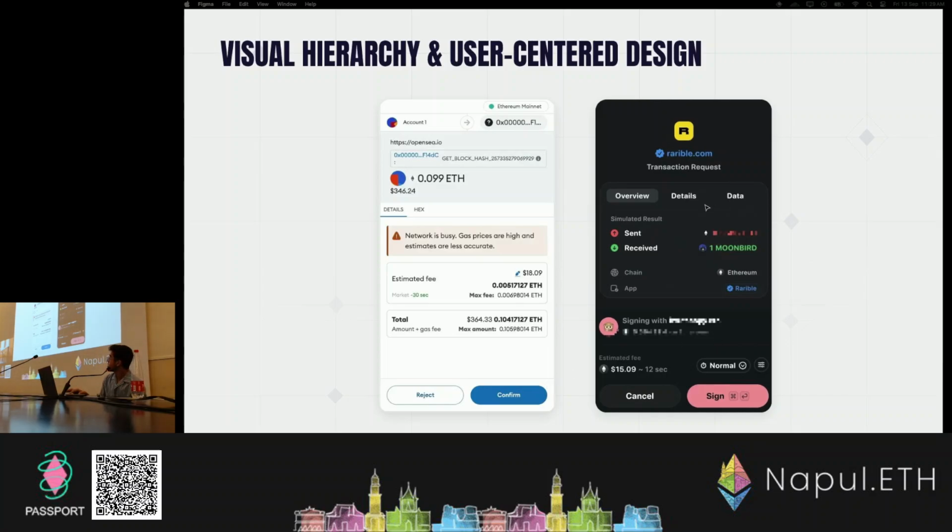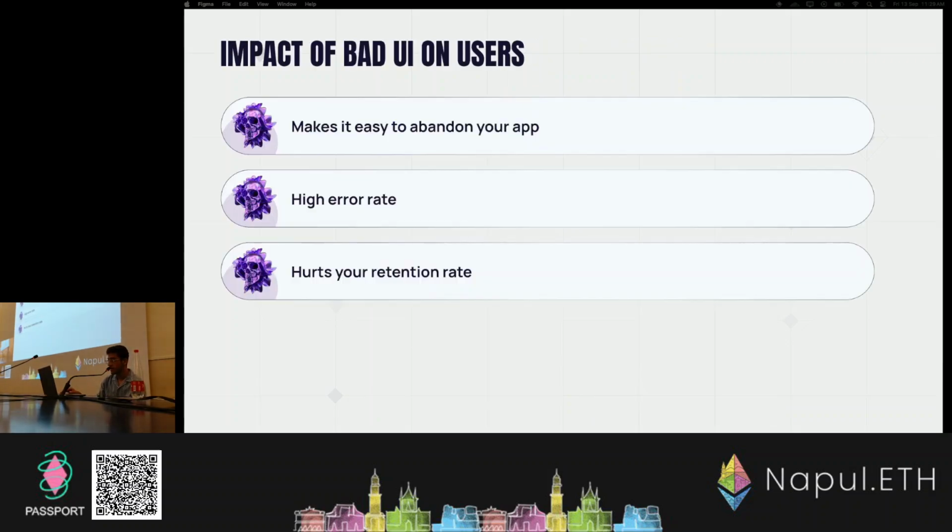So Rainbow's clean, uncluttered design reduces this user anxiety that we are talking about and improves the trust that we talked about, which is very essential when dealing with financial transactions, because trust is paramount, especially when it comes to financial transactions, because you're dealing with someone else's money, and money is the thing people care about. So, yeah. Now, what's the impact of this bad UI on the users?